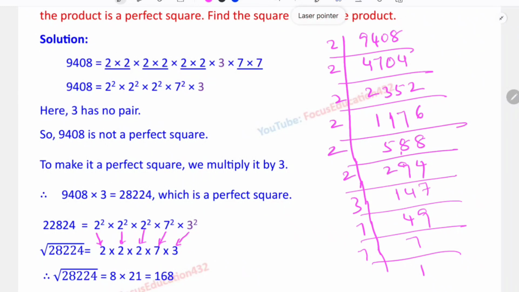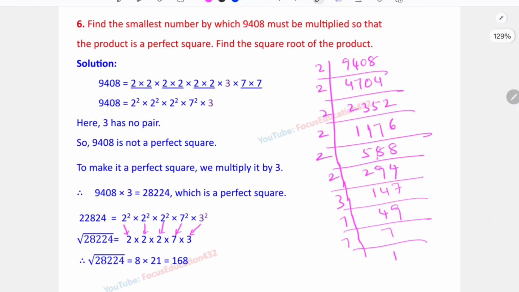Clear? Because 7 threes are 21, and 2 multiplied by 2 multiplied by 2 is 8. 2 cube is 8. 8 multiplied by 21 is 168. So this is our required answer. You can take a screenshot from here.